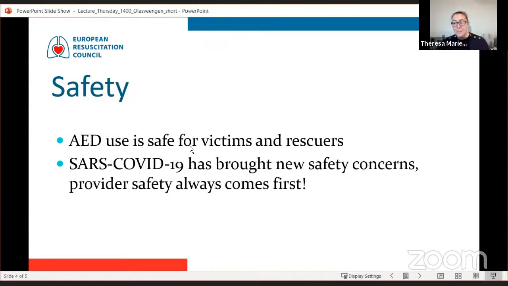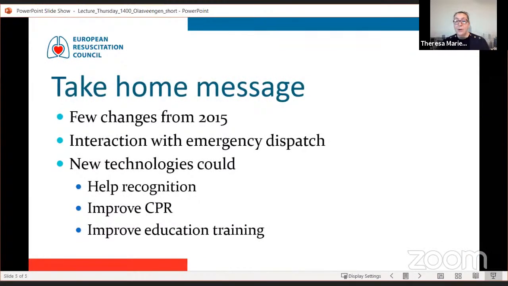To sum it all up, there are relatively few changes to the core components of basic life support, but emergency medical dispatch is again highlighted as a huge resource for the BLS provider. And I think the role of emergency medical dispatch is probably only going to grow and get bigger with new emerging technologies. Okay, that was it.